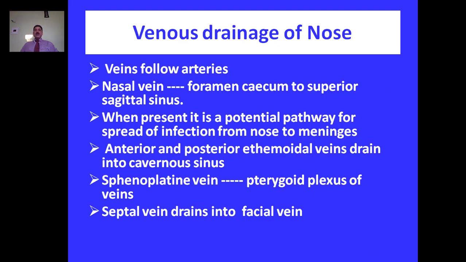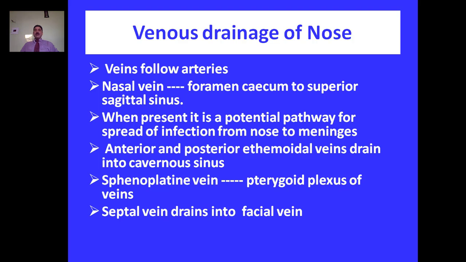Venous drainage of the nose. Veins of the nose follow the arteries. The veins of the nose are the nasal vein, which enters the foramen cecum and drains into the superior sagittal sinus. As already said, the nasal vein is not always present. When present, it passes through the foramen cecum to drain into the superior sagittal sinus. It is a potential pathway for spread of infection from the nose to the meninges.